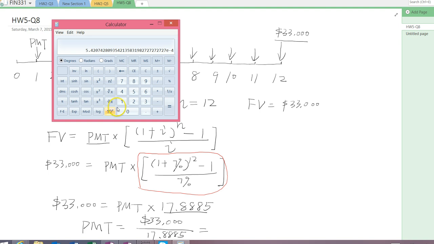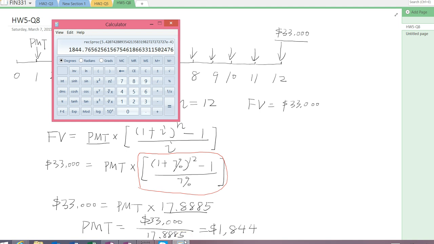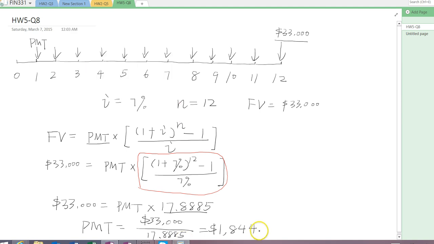So normally, and I believe any scientific calculator should have a button with 1 over x. That's basically doing the inverse of a certain number. So let me do the inverse for this number. So that will give me the final answer. So it's 18,144.77.